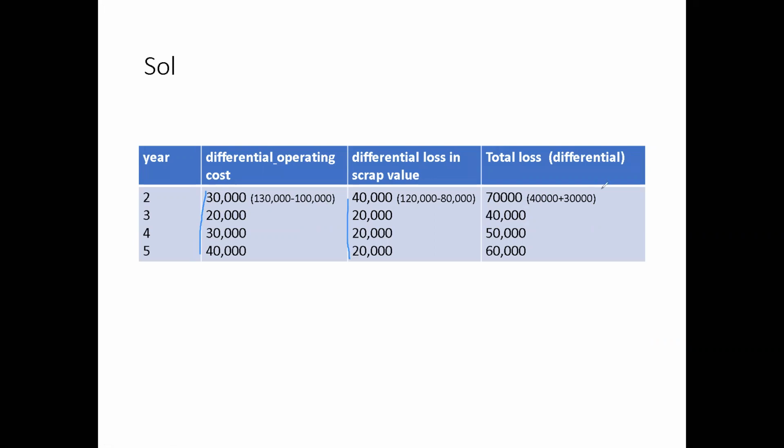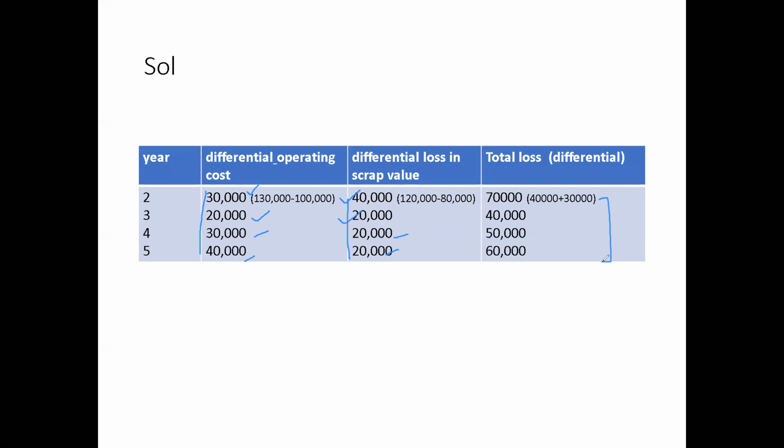Now, at the end, we have to calculate the total loss. That means 30 plus 40. This is the differential operating cost plus differential scrap value. That is 70,000. In third year, it is 20 plus 20. That means 40,000. Fourth year, it is 30 plus 20. That is 50,000. And last year, it is 40 plus 20. That is 60,000.